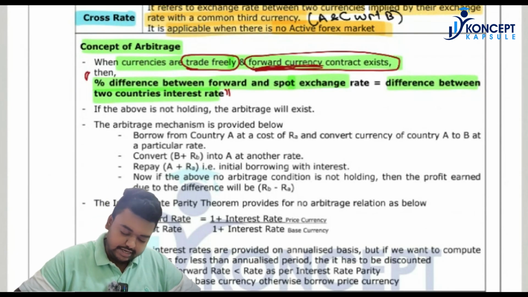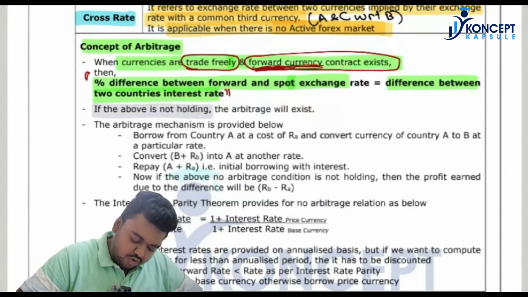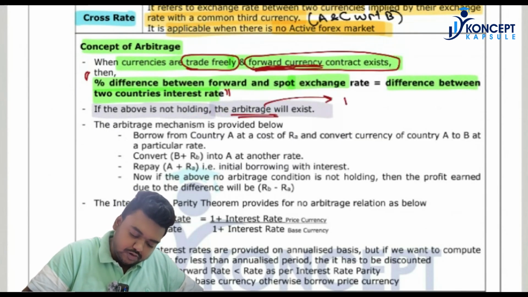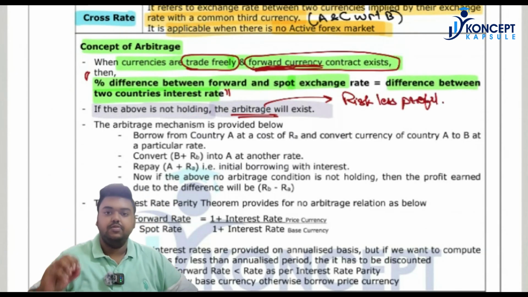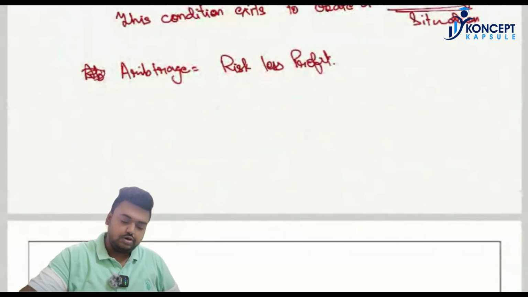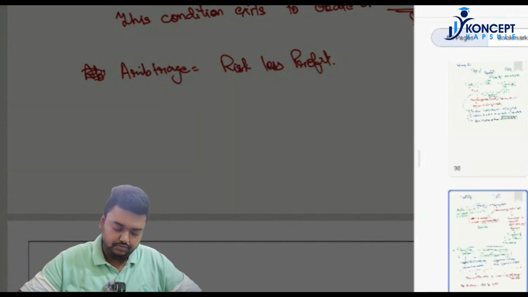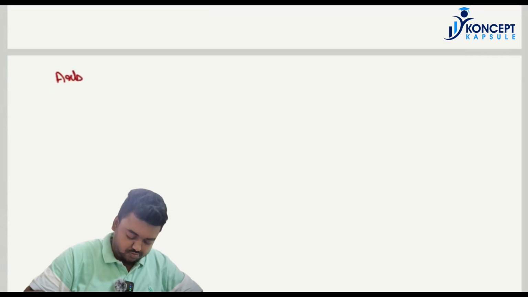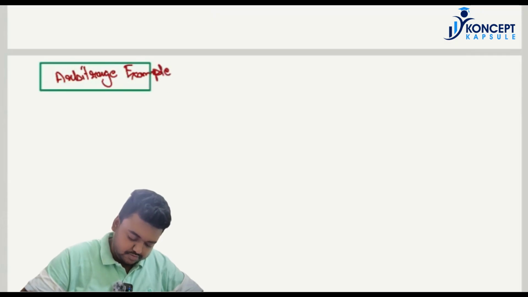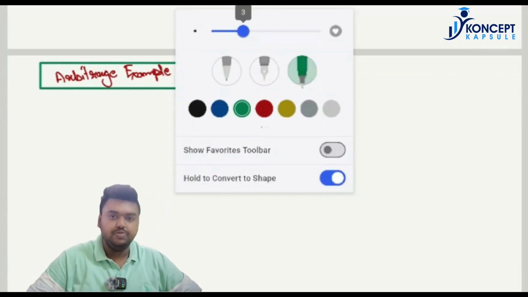The next line: if the above is not holding, the arbitrage will exist. What is arbitrage? Arbitrage is nothing but risk less profit. Now, how will the arbitrage exist? We will see it with the help of an example.